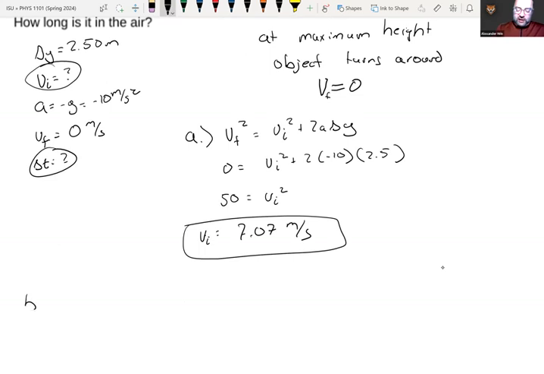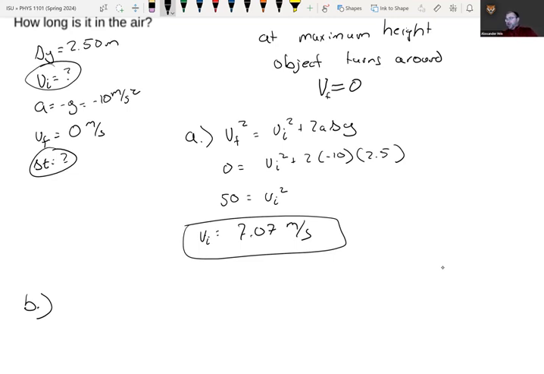Now, here's the thing about B. I misled you a little bit with B because it asks how long it's in the air. So the problem with this is that when it gets to the top, it's still in the air. It hasn't hit the ground again. It's got to come back down. All right. So that is kind of the problem with this.